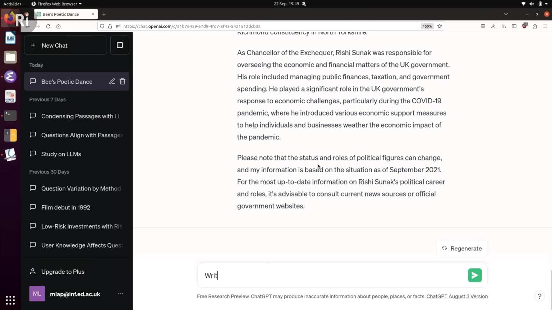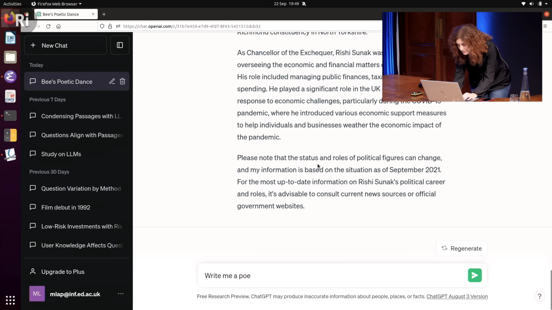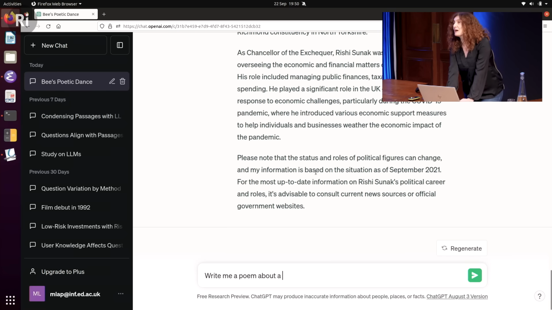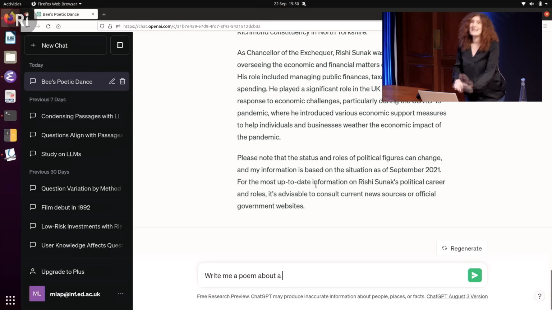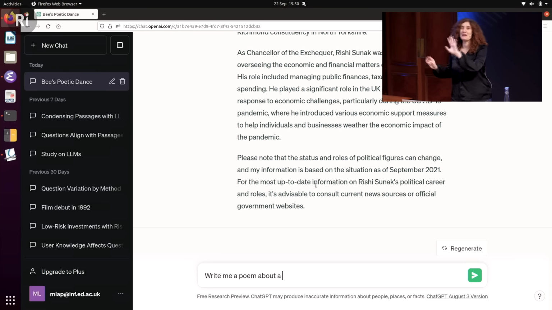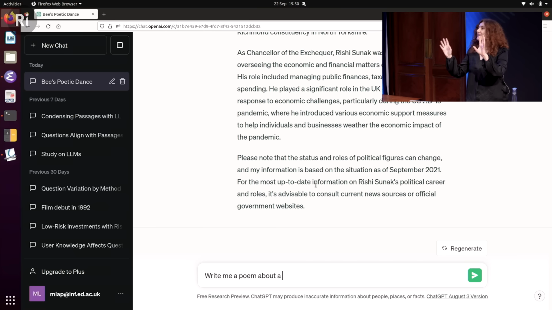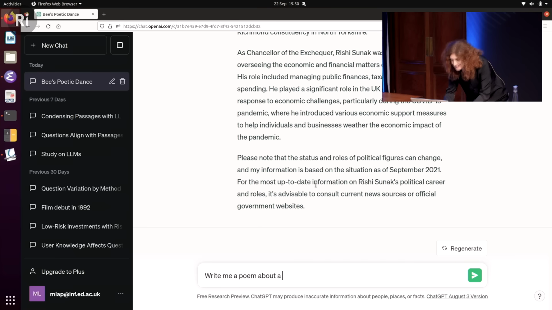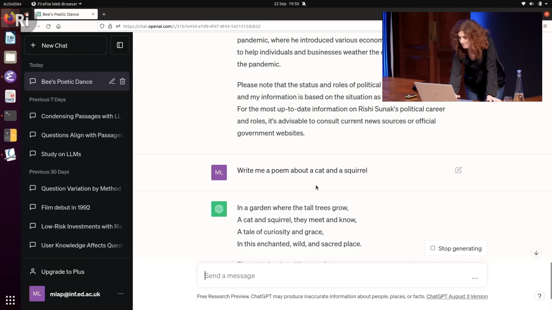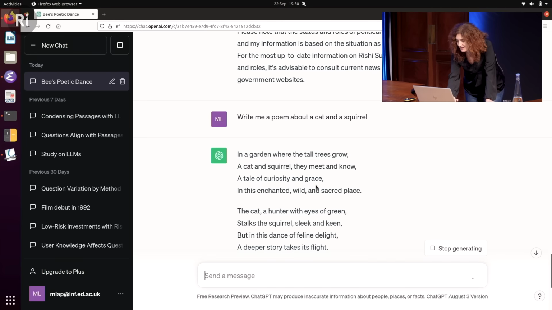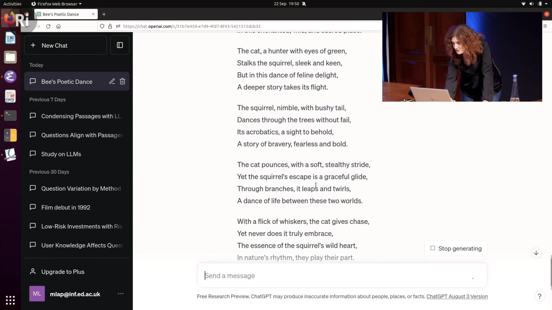Write me a poem about, what do we want it to be about? Give me two things, eh? Yeah, it will know. Let's do another poem about a cat and a squirrel. A cat and a squirrel, they meet and know, a tale of curiosity. Whoa!